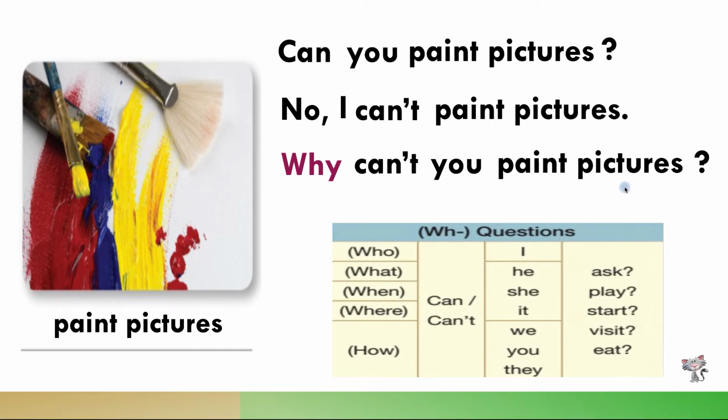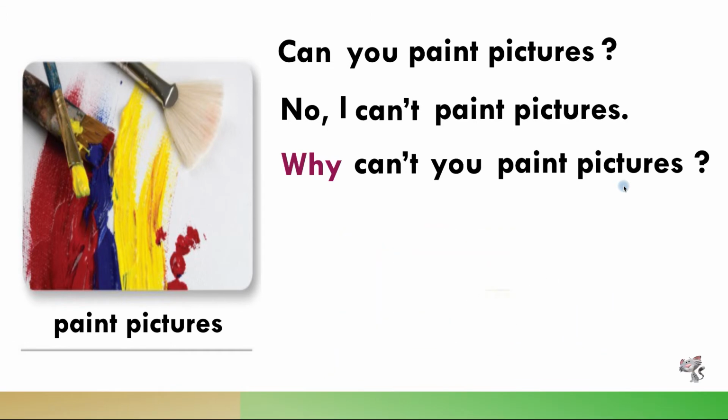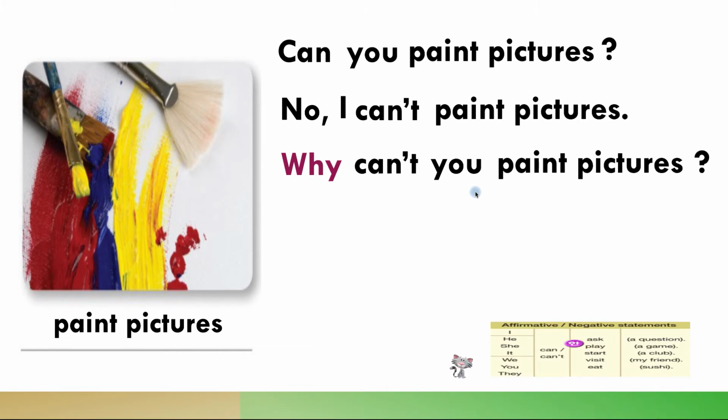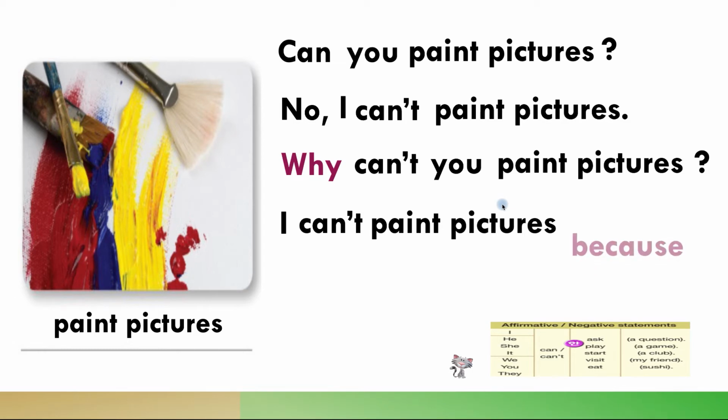Professor Neil, why can't you paint pictures? Good question. Alright, so I need to give a negative statement. I use the can't. So I can't paint pictures. But because it's a why, what word's coming next, Younghee? Because. There we go, a big because.